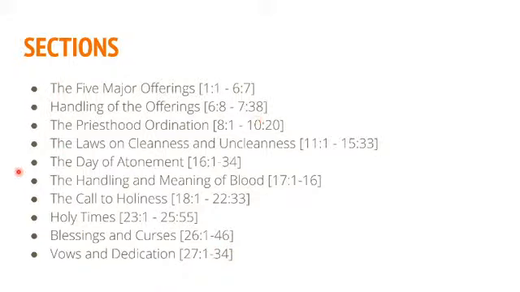I don't think we're going to finish all of these, right? But wherever we reach at 8 o'clock, we will stop at that point, right? So let's begin with the first one, obviously, of the 5 major offerings.